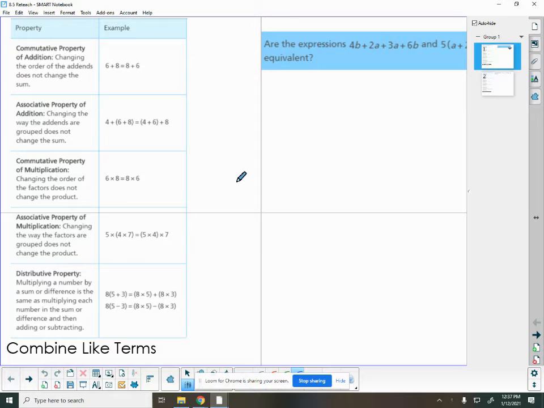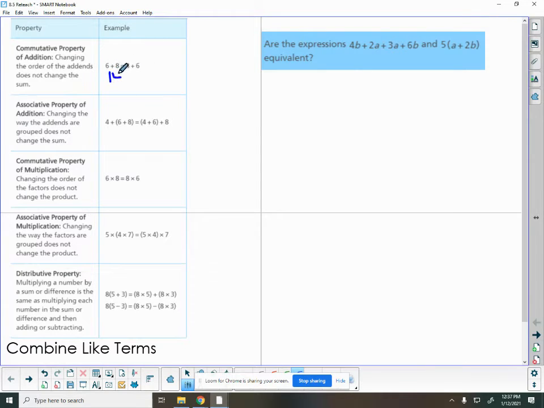So to review, we want to make equivalent expressions or determine if the expressions are equivalent. There are a few properties that we can use to rearrange expressions. We can commute the addition, so just change the order of addition. 6 plus 8 is 14, and 8 plus 6 is 14. They equal the same thing no matter which one comes first.